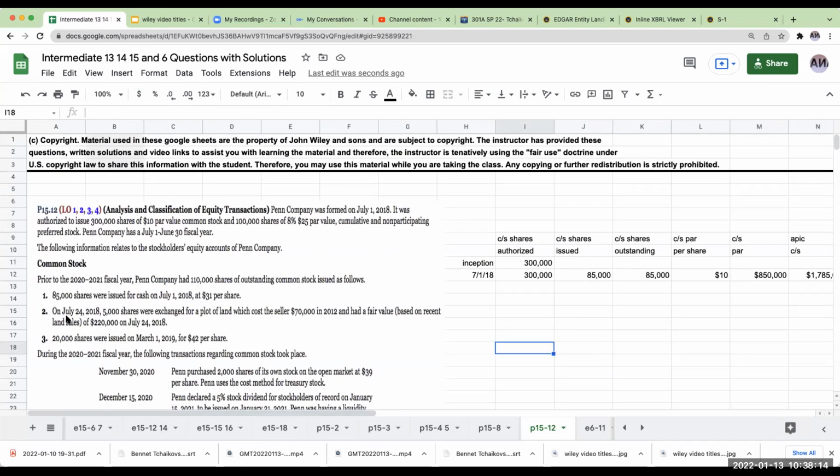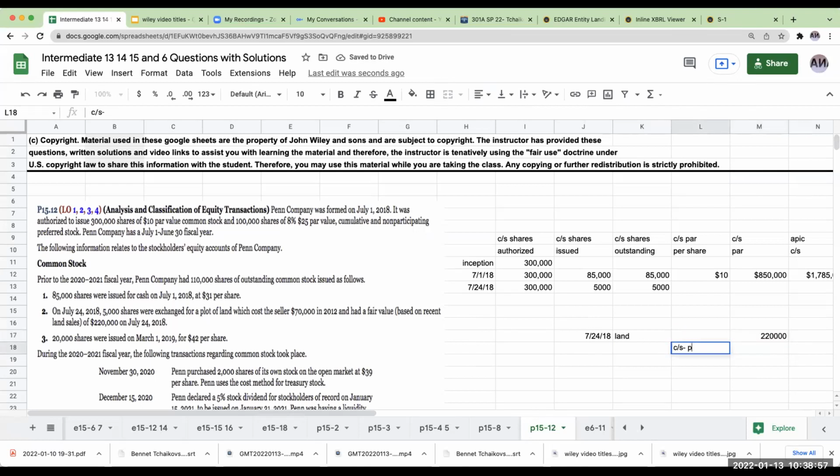Okay, so on July 24th, 2018, 5,000 shares were exchanged for a plot of land, which cost the seller $70,000 in 2012 and had a fair value of $220,000. In this case, my authorized aren't going to change unless there's a split. I'm issuing 5,000 shares. So how do I go through and record it? Well, on 7/24/18, we're going to receive land. We're going to show that at the fair value. Don't really care about what the seller paid for it. It's really going to be the fair value.